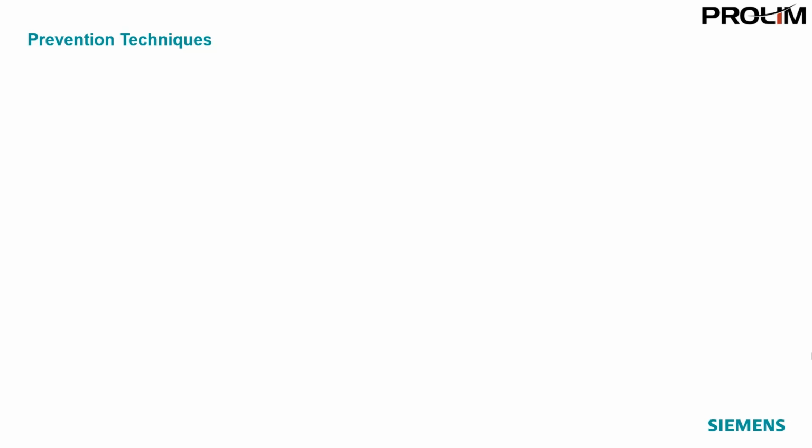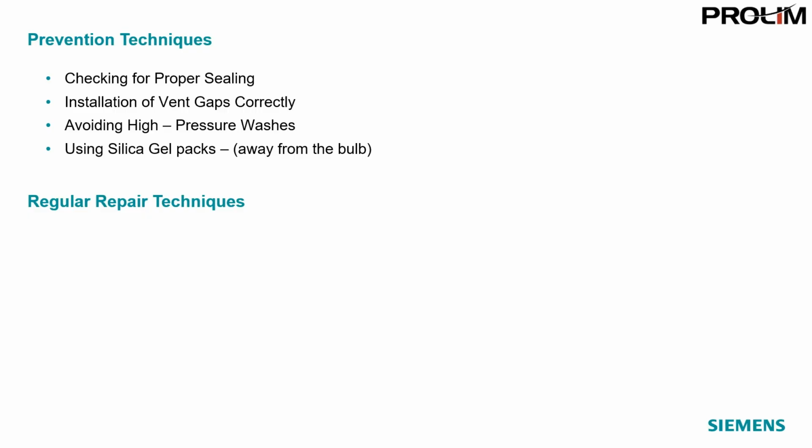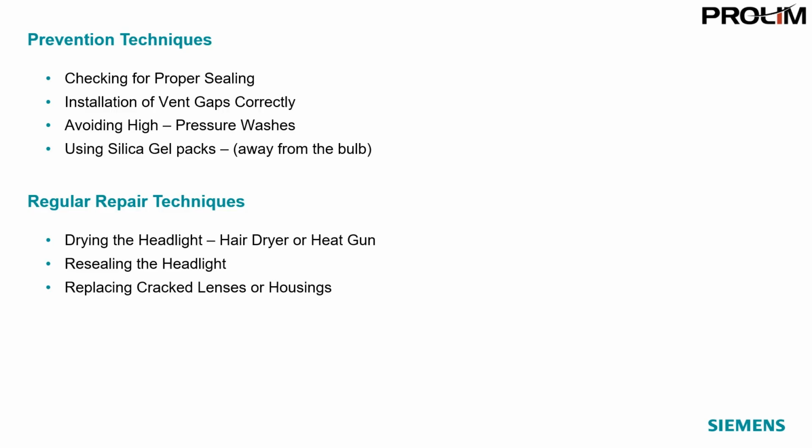Some of the prevention techniques in order to avoid the condensation are checking for proper sealing, installation of vent caps correctly, avoiding high pressure washes, and using silica gel packs specifically away from the bulb. And some of the regular repair techniques include drying of the headlight. You can use either a hair dryer or a heat gun, resealing the headlight, replacing cracked lenses or housing if that's the case, and upgrading to vented or aftermarket housing.